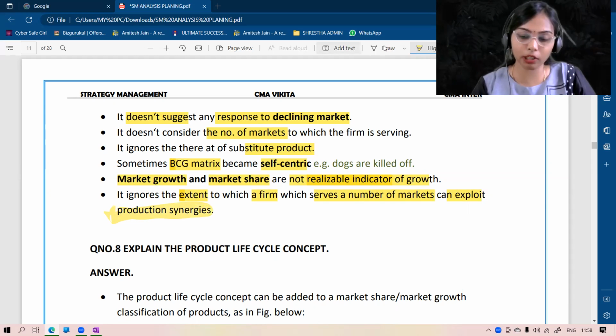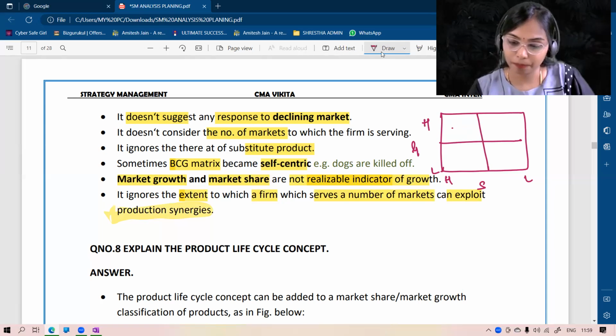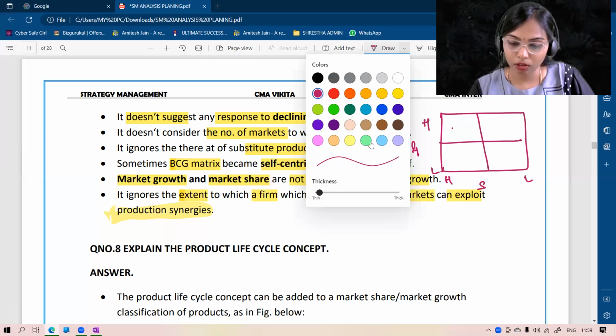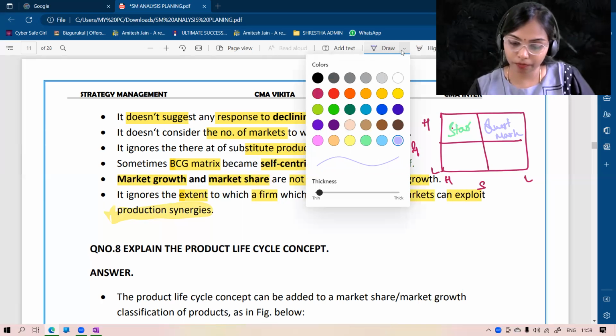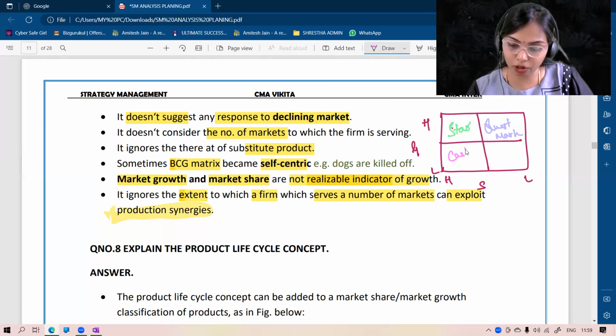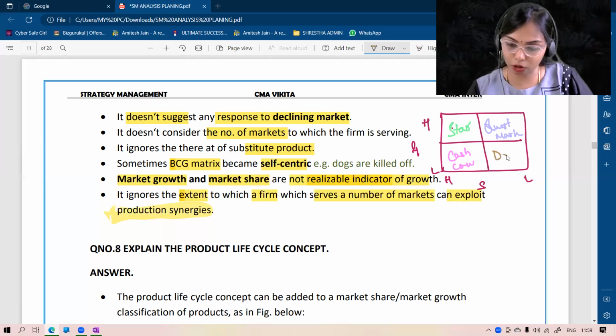Now I think you got clarity on the BCG matrix, how it works. This is growth, this is high growth, this is low growth, this is high share, this is low share, where you divide the box into four. This is a star, this is a question mark, this is a cash cow, and this is a dog, right?